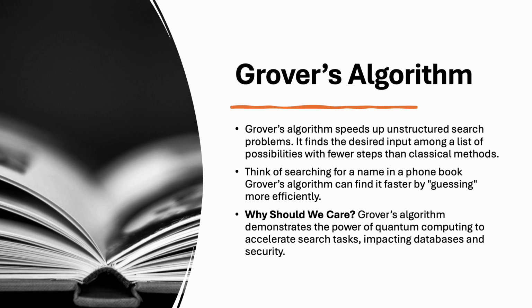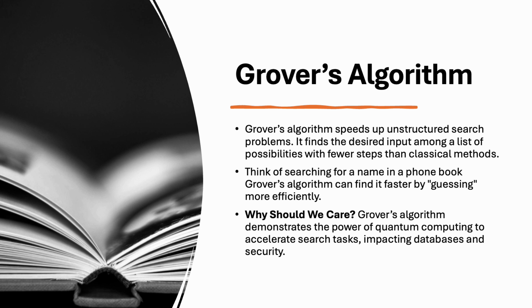Grover's algorithm speeds up unstructured search problems. It finds the desired input among a list of possibilities with fewer steps than classical methods. Think of searching for a name in a phone book. Grover's algorithm can find it faster by guessing more efficiently. Why should we care? Now that's a great question. Grover's algorithm demonstrates the power of quantum computing to accelerate search tasks, impacting databases and security. Now let's look into this with an example.